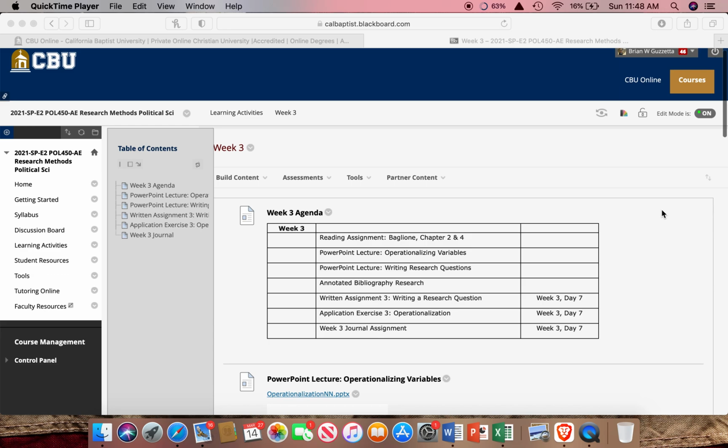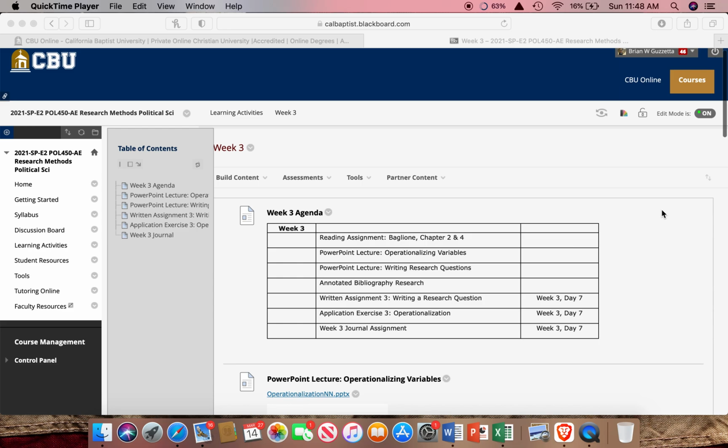It's probably the most pivotal week of the entire course because if we create a realistic and manageable research question this week, we then have the foundation set to move forward through the remaining pieces of this course, which is pivotal. So let's break down what we got going this week.